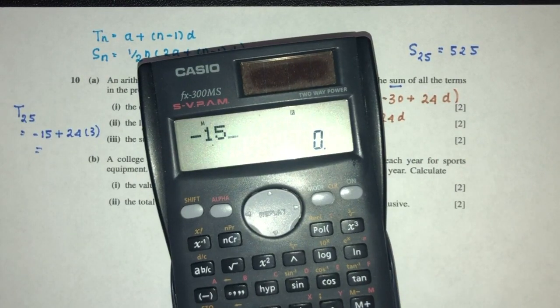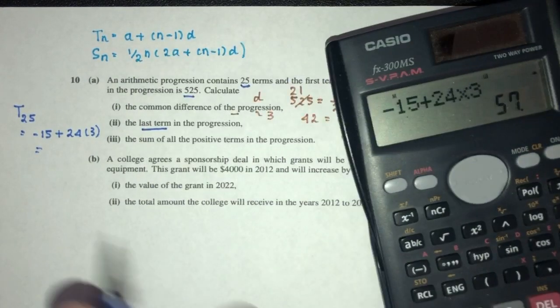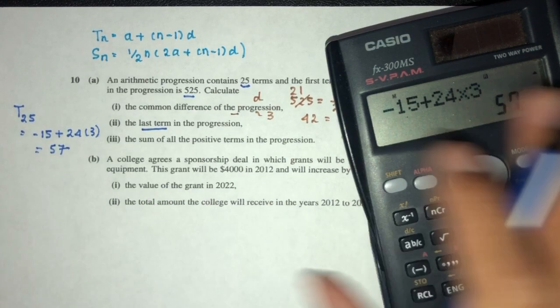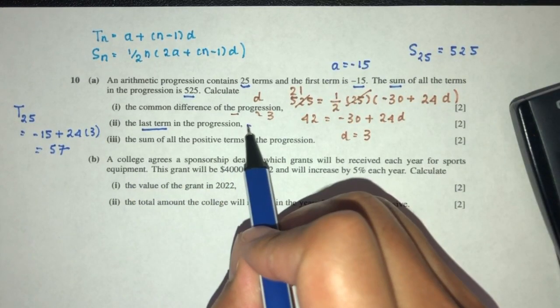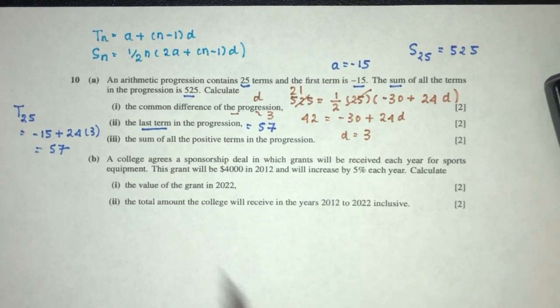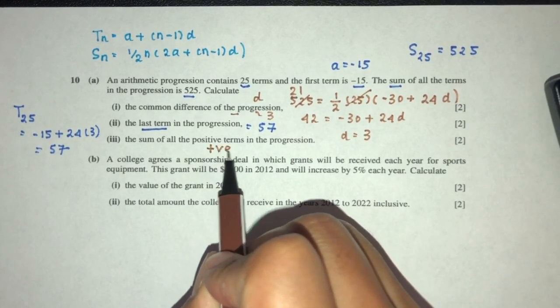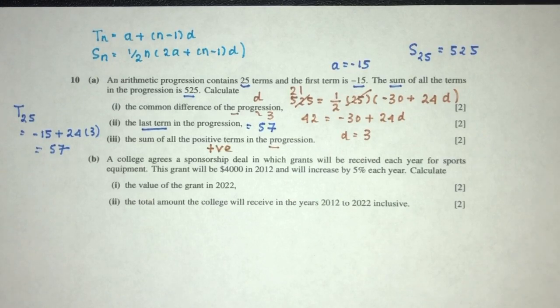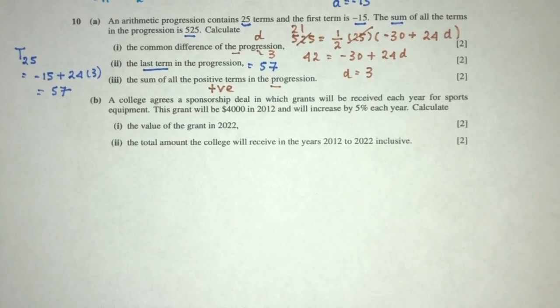So minus 15 plus 24 times 3. That should be 57. So the last term will be 57. Now, we have to find the sum of all the positive terms of the progression. So let's think. According to the question, we have what?